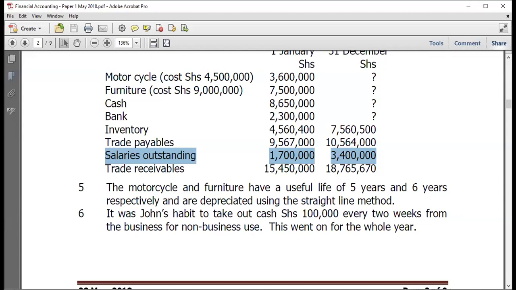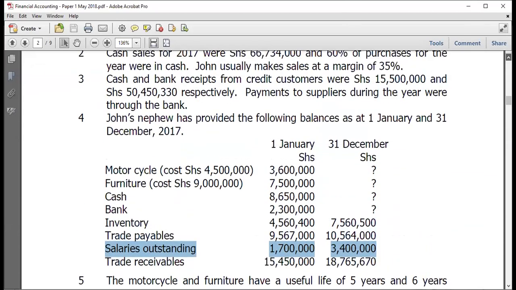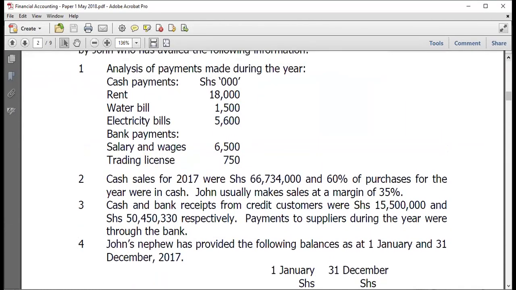Now, when you go up, these are balances basically, but what will affect my P&L is the salaries, outstanding balances. So I'm going to drop a salaries account, okay? But before that, we also have other expenses here. I think we had electricity bills, okay? They didn't have any other additional information on them. So I'll just pick electricity bill and put it the other side the way it is.